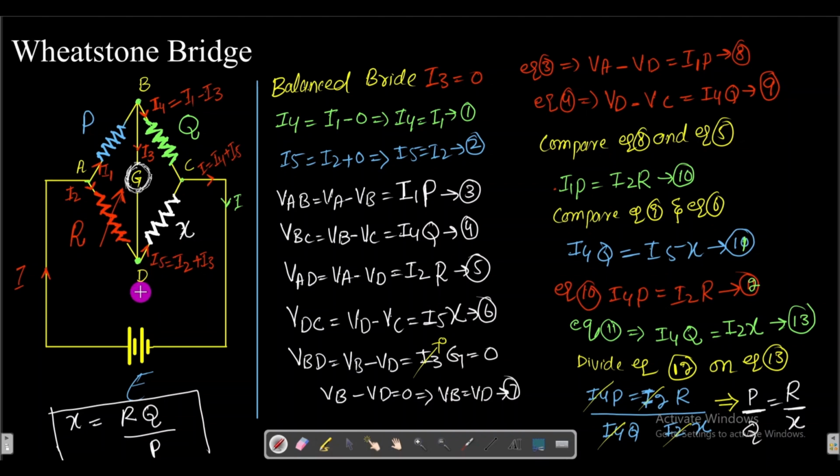In order to find the value of the unknown resistor, it is necessary to zero the current which passes through this galvanometer, and then we call this a balanced bridge. So for finding the value of the unknown resistor, in this arrangement the current I3 must be 0. So this was about finding the value of the unknown resistor.